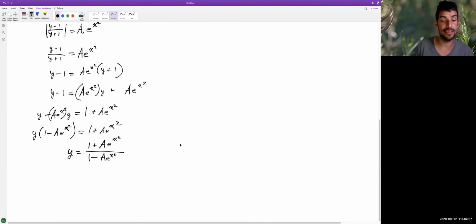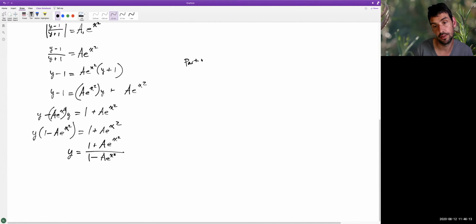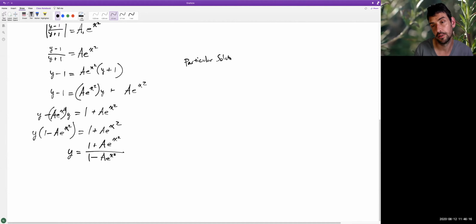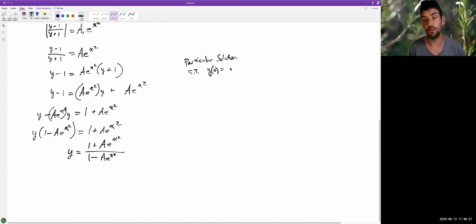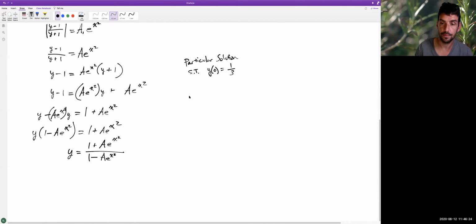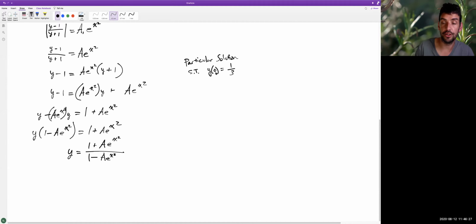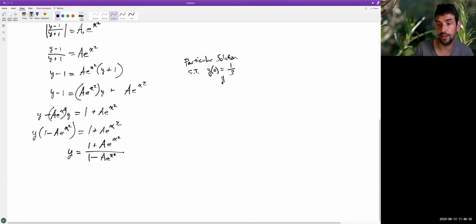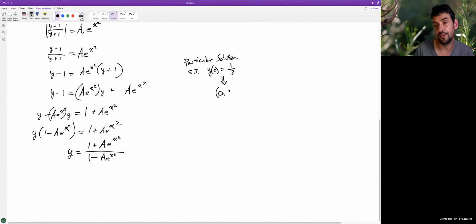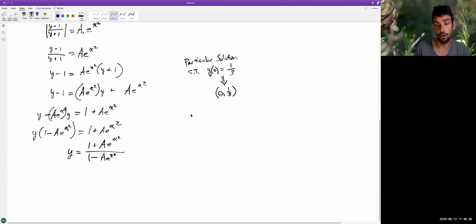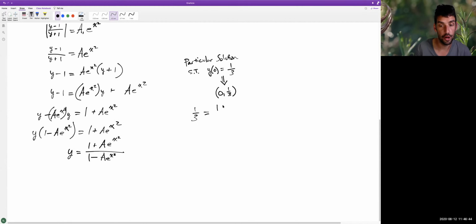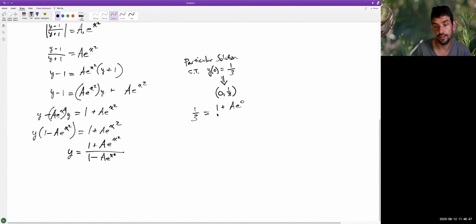So for instance, let's now find the particular solution such that y of 0 is equal to 1/3, right? So simply, all we do is write this. This implies, or another way to write this relationship, this means this graph goes through the point (0, 1/3), right? So, and what does it mean to go through that point? It means that the output value, the y value, is 1/3 when the input value is 0.